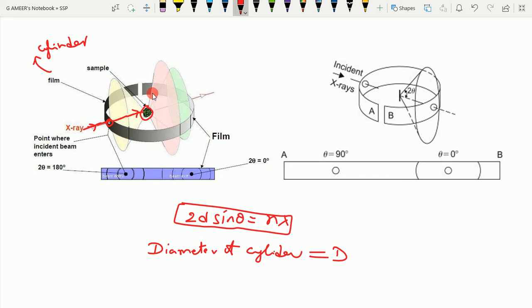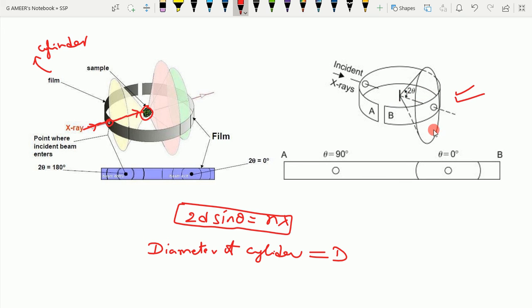As I explained in the previous problem, according to the Laue equations, we'll get the patterns in the form of cones. The cone is clearly visible here. X-rays are coming here, they fall on the sample, and it will be scattered at an angle theta. The angle 2 theta is the angle of deviation, that is the angle between the incident X-ray and the scattered X-ray.